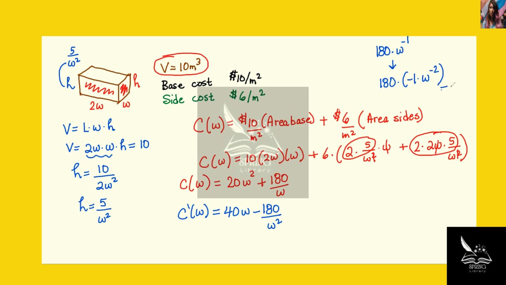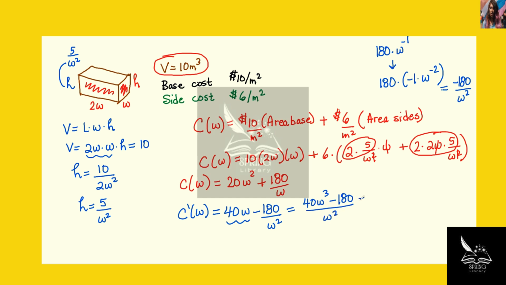So you can see that that becomes minus 180 over W squared. Okay, so that's my cost function derivative. Now I'm going to go ahead and do a common denominator. So I'm going to multiply my left term, top and bottom, by W squared. That will give me 40W cubed minus 180 over W squared.